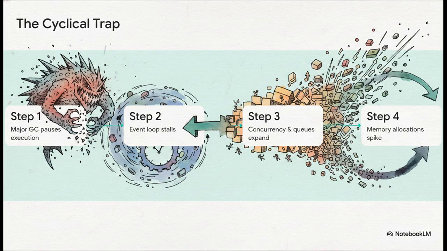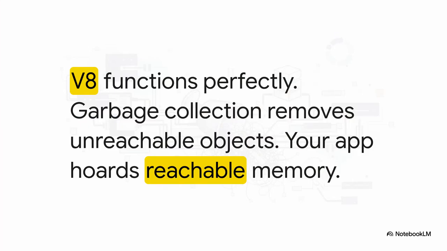Eventually, your app is spending a massive chunk of its time just taking out the trash instead of doing actual useful work. This is exactly why memory leaks show up as latency incidents way before they show up as crash incidents. Now for the plot twist. And this is a wild one. V8, it's actually functioning perfectly.